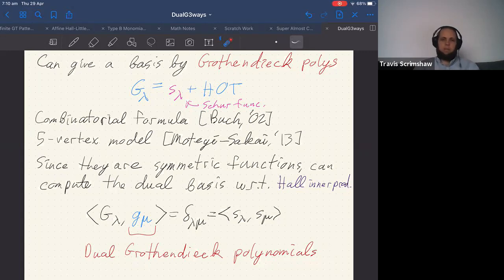And we can represent the Grothendieck polynomials by a 5-vertex model. This is work by Motegi and Sakai. And since they're now symmetric functions, there's a natural pairing on the ring of symmetric functions called the Hall inner product, where the Schur functions are an orthonormal basis. And so we can take the dual basis with respect to this inner product, and that dual basis is the dual Grothendieck polynomials.